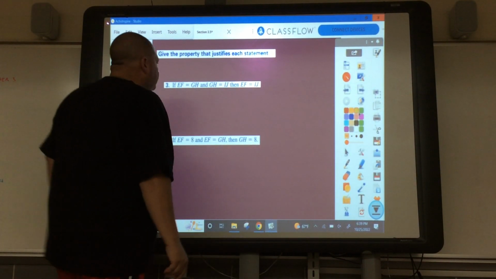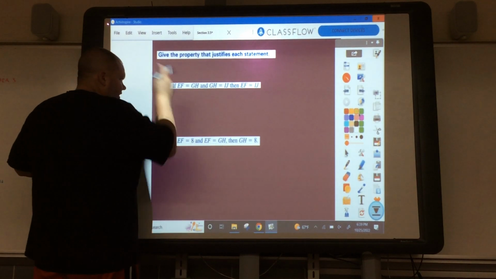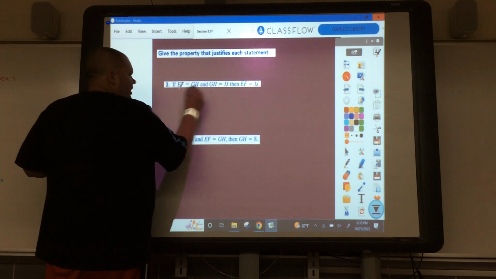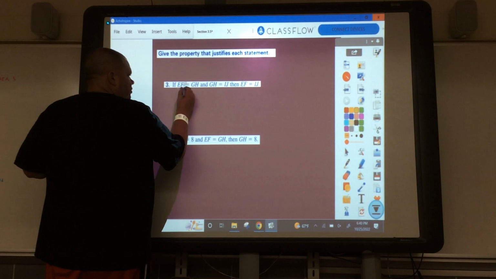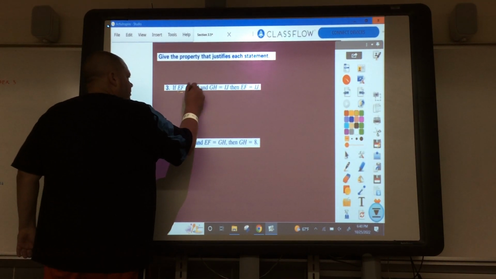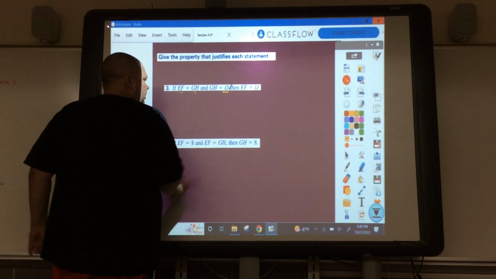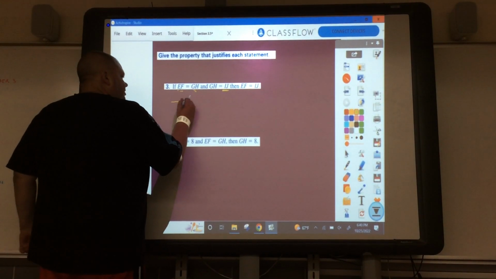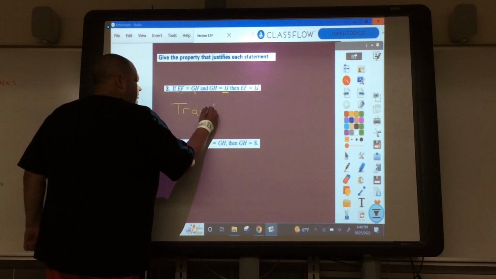Okay, moving on. If EF equals GH and GH equals IJ, then EF equals IJ. How many things are compared here? EF, GH, and IJ. So that's three things. That's the transitive property.